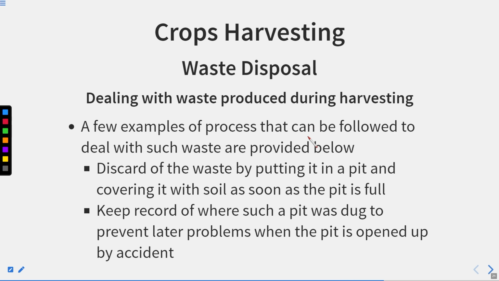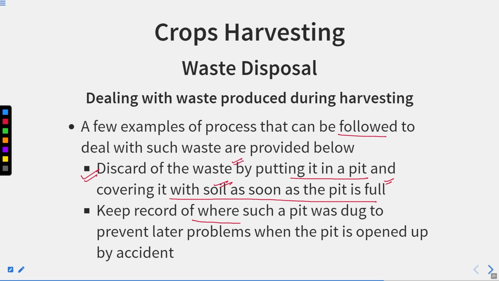A few examples of processes that can be followed to deal with such waste are provided below. Discard the waste by putting it in a pit and cover it with soil as soon as the pit is full. So we can make a pit for such discarding. We can put waste in a pit and cover it with the soil.